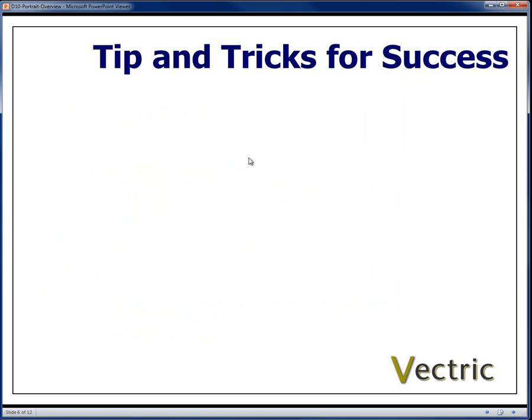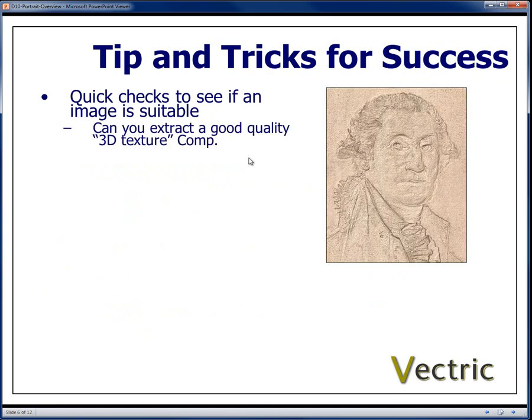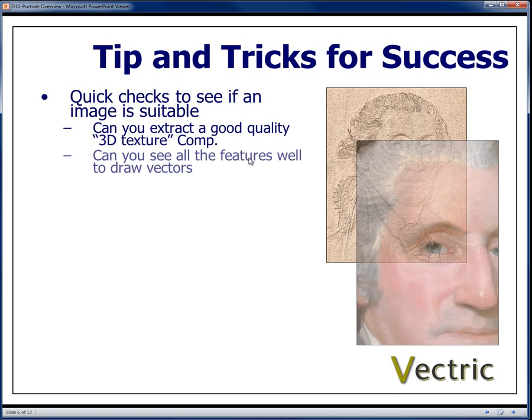Some tips and tricks that will be helpful to you in this process. When you've got an image, if you're not sure if it's suitable or if it's going to work well, the best thing to do is to load it and just quickly see if you can create a component from that image and how that looks. You may need to smooth it a little and adjust the height of it to just check what sort of quality you can get from the image you've got.